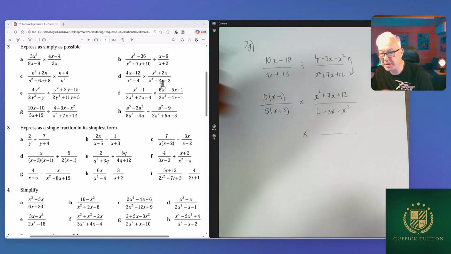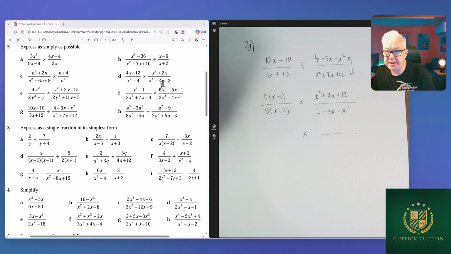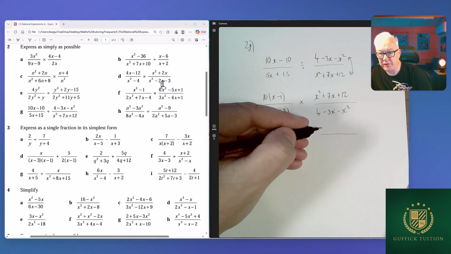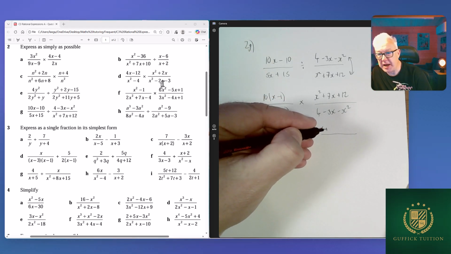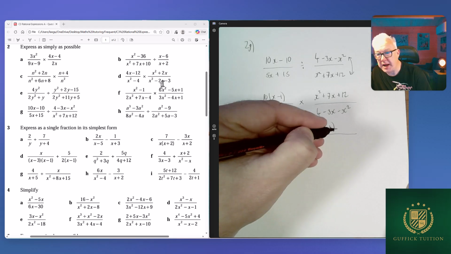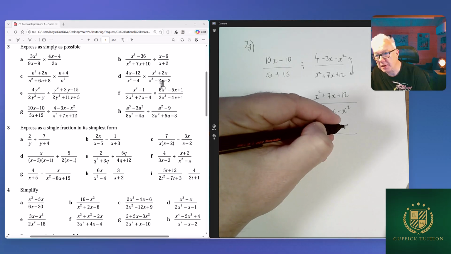So we're looking for two numbers that times together to make 12 but add together to make 7. So that's going to be 4 and 3. So that's going to go to x add 4 and x add 3, like so.